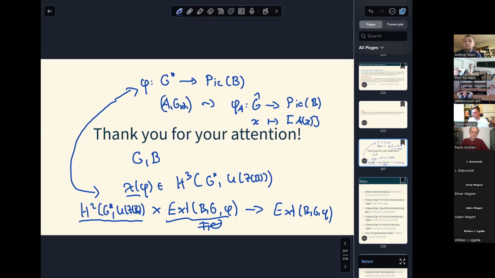Okay, but concretely, I want B to be the C-star algebra of a Podleś quantum sphere, and G let it be U1. So G star is the integers. Sure, but then the problem already starts with what is the Picard group of the Podleś sphere? I think this is also something.